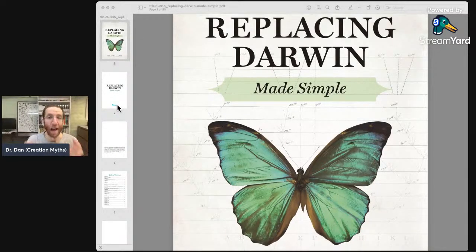Among creationists, the book also received relatively little attention, and to the extent the goal was to convince other creationists that this is the way we should explain things like speciation, it completely failed in that as well. So now we have Replacing Darwin Made Simple, which is a follow-up. I think it was published in 2020 initially.